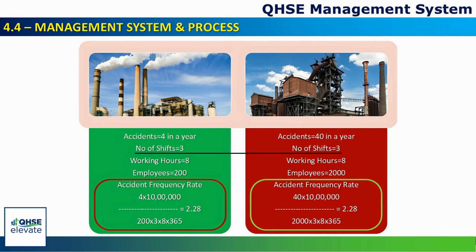Both factories operate on 3 shifts. Each shift in both factories is 8 hours long. Both factories operate 365 days a year. However, Factory A has 200 employees, while Factory B has 2,000 employees. Therefore, the accident frequency rate is the same according to the formula below. The accident frequency rate is an indicator of how many accidents occur per number of working hours.